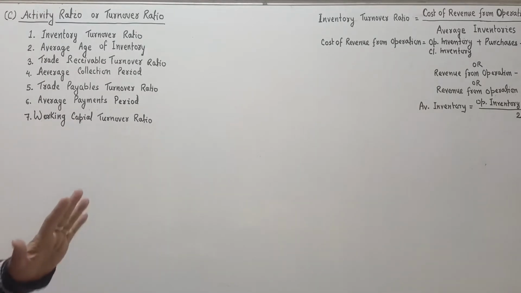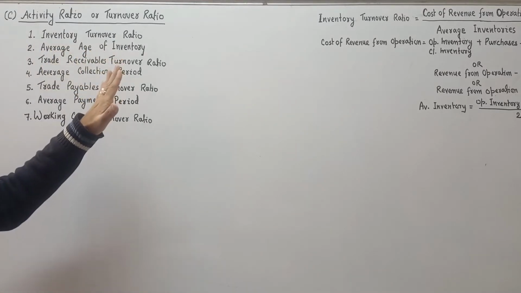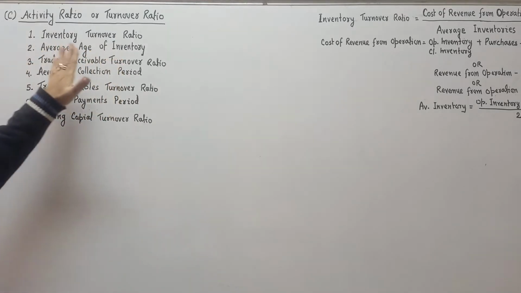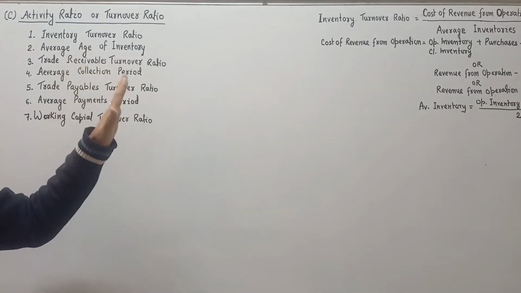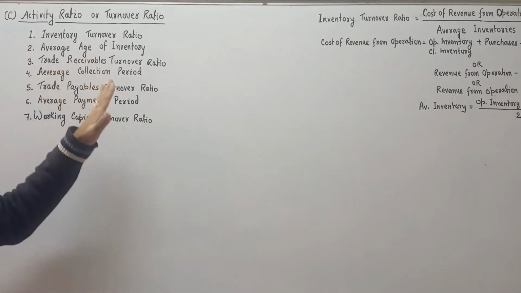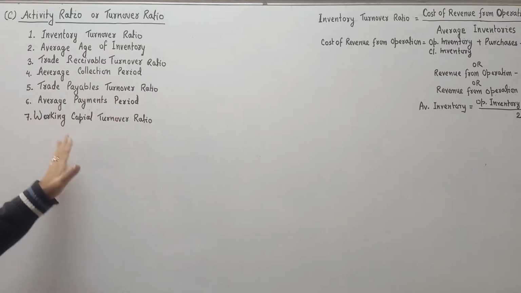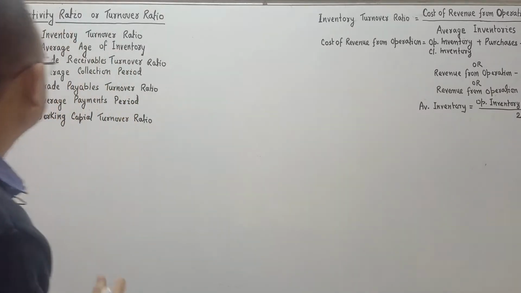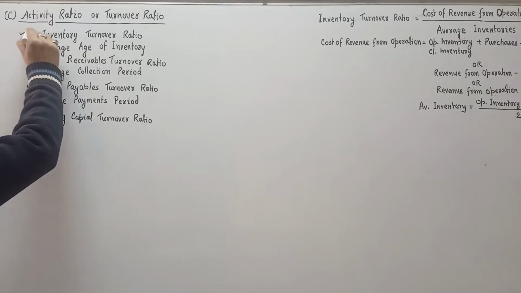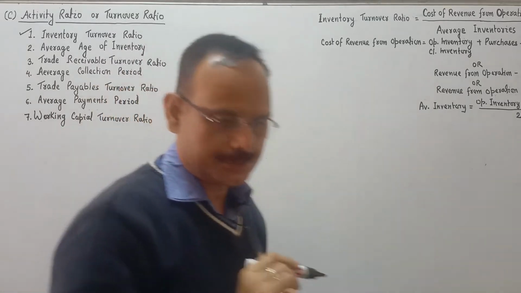We do the comparison. We find out the inventory turnover ratio, average age of inventory, trade receivable turnover. Receivable means both bills receivable and debtors. Then average collection period, trade payables turnover ratio, average payment period, and working capital turnover ratio. So first one we will see is the inventory turnover ratio.